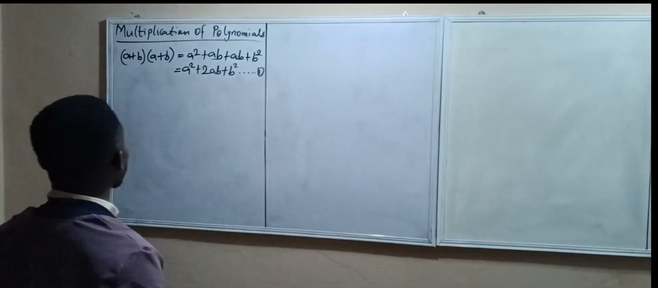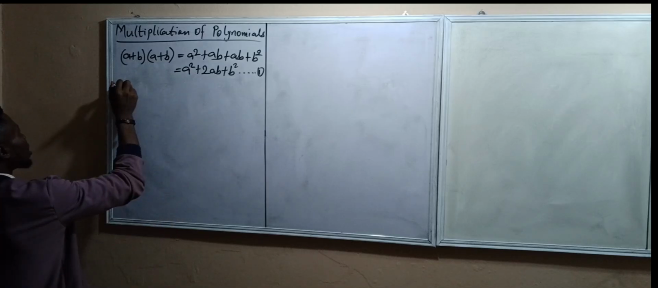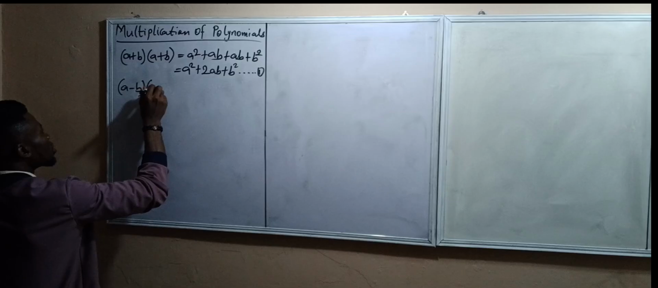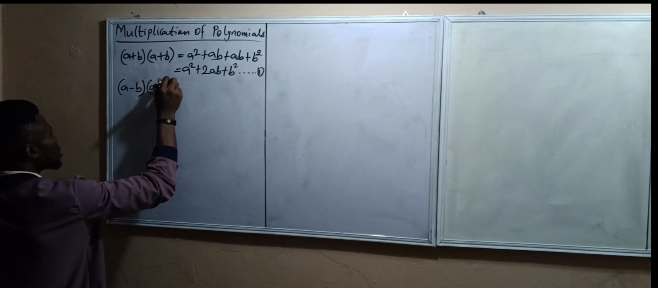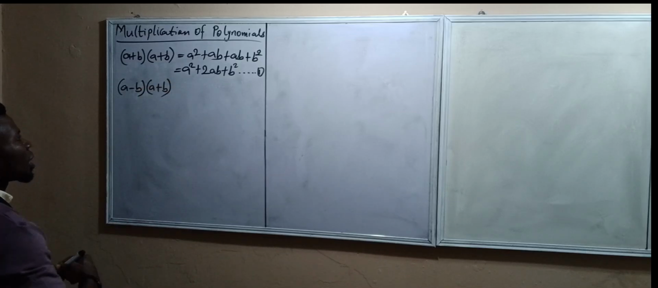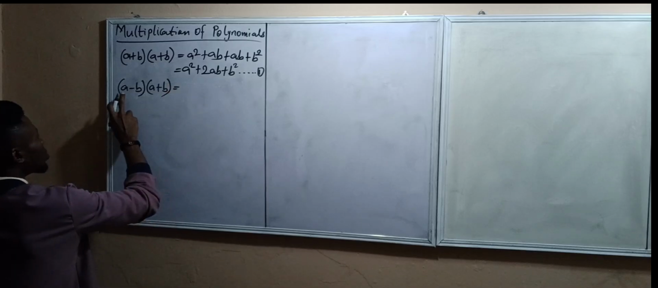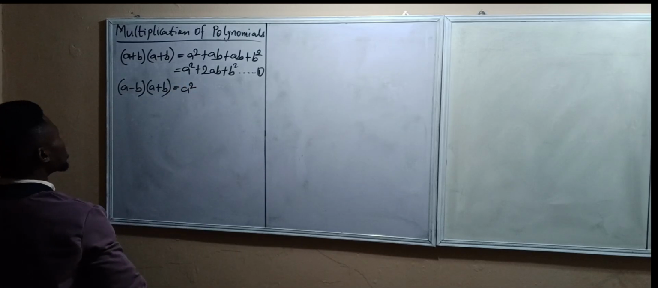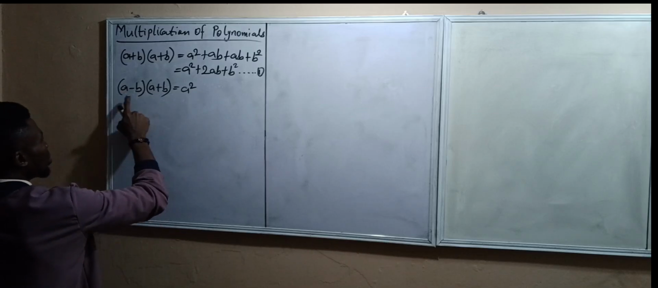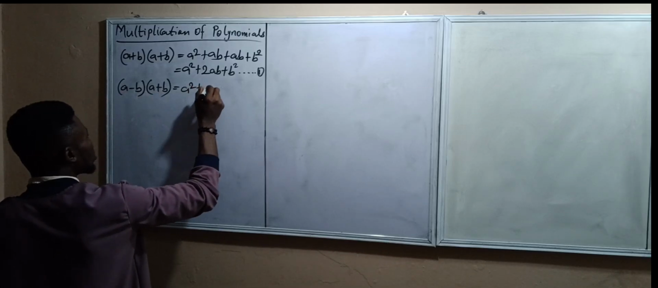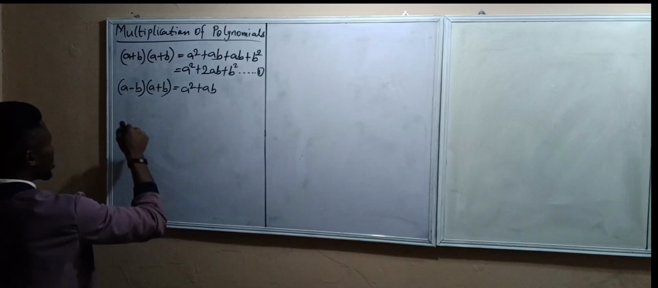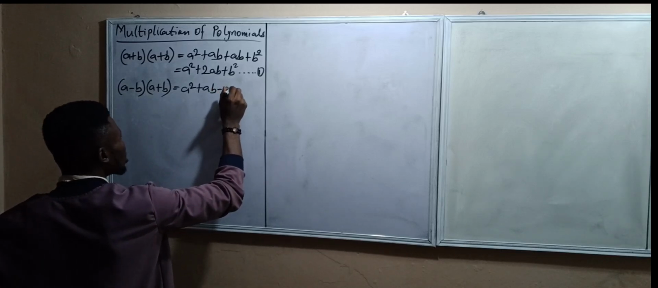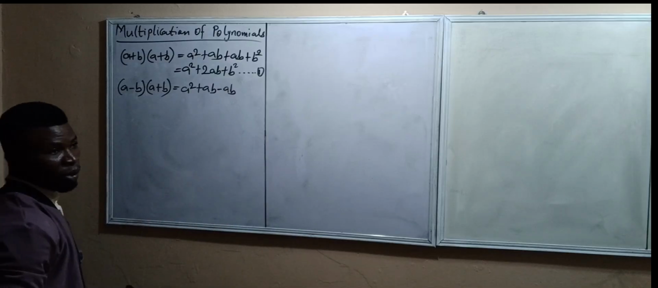Right? Now what if you have something like a minus b into a plus b? Now let's multiply this one. This is equal to, still use a times a, that is a squared. Now a times plus b, that is plus ab. Now minus b times plus a, that is minus ab. Remember, minus times plus is minus.